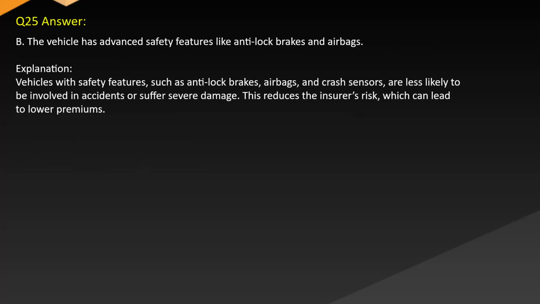Answer B. The vehicle has advanced safety features like anti-lock brakes and airbags. Explanation: vehicles with safety features such as anti-lock brakes, airbags, and crash sensors are less likely to be involved in accidents or suffer severe damage. This reduces the insurer's risk, which can lead to lower premiums.